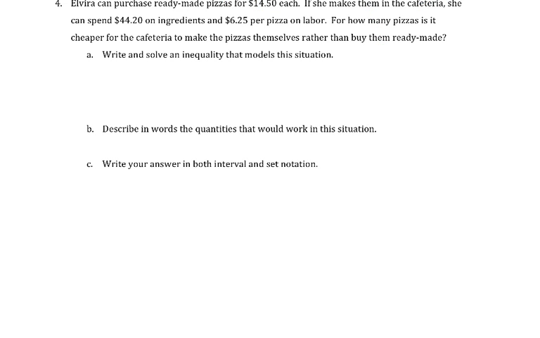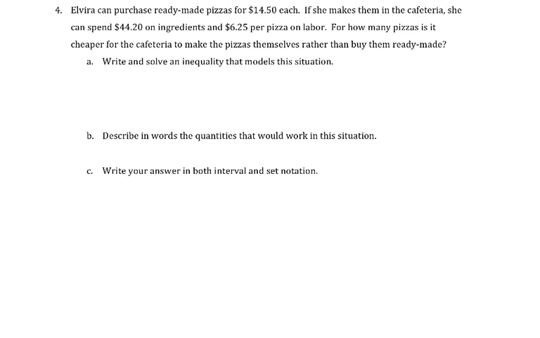Elvira can purchase ready-made pizzas for $14.50 each. If she makes them in the cafeteria, she can spend $44.20 on the ingredients and $6.25 per pizza on labor. For how many pizzas is it cheaper for the cafeteria to make the pizzas themselves rather than buy them ready-made?